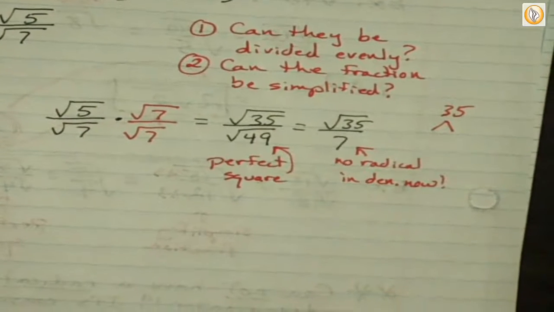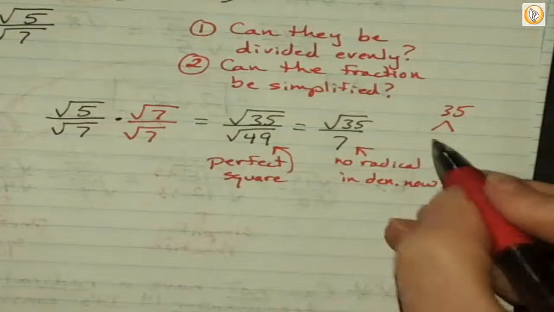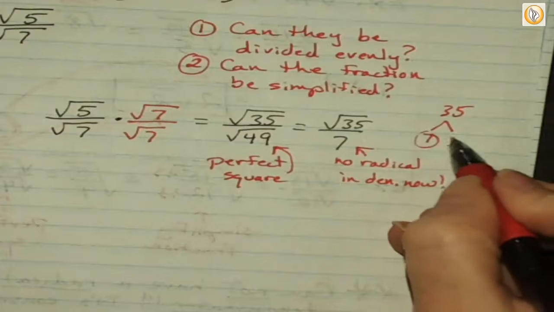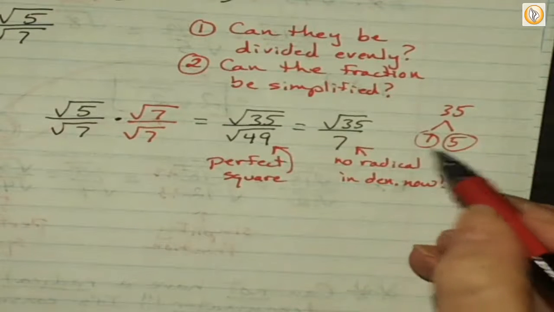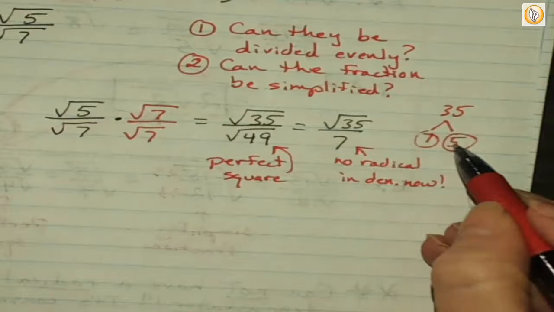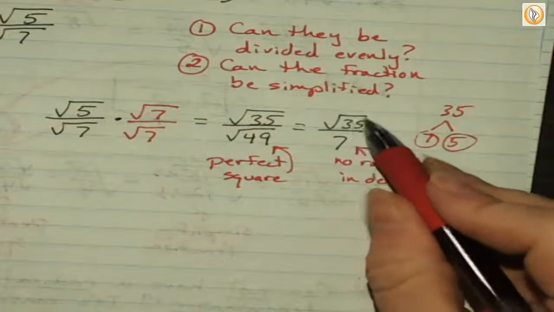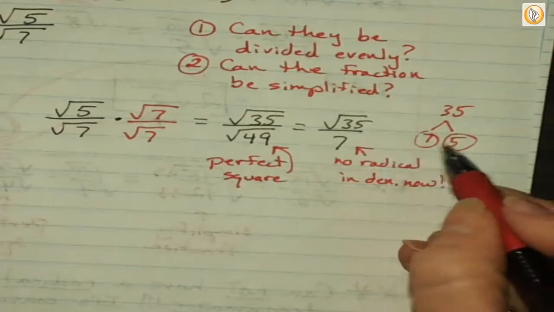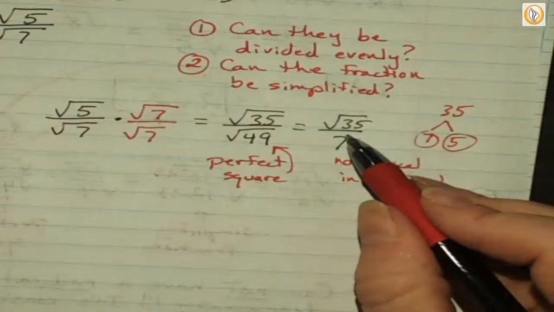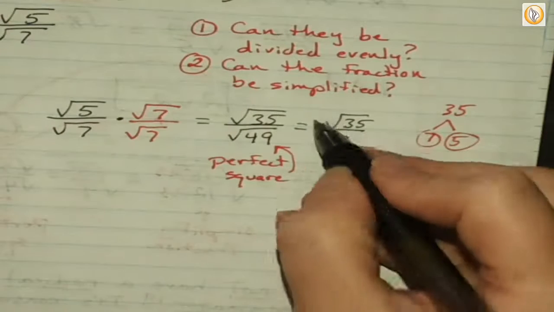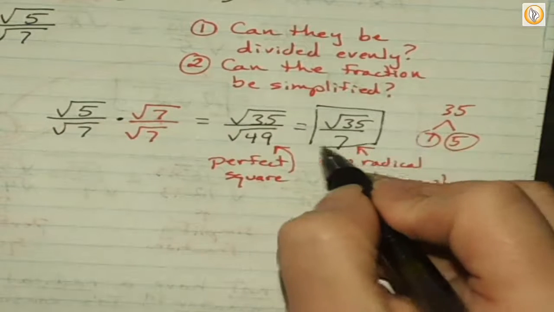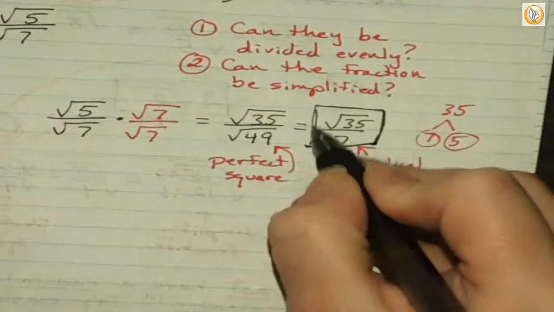What two numbers give me 35? 7. Are there any pairs? Oh, yes. I'm talking about just 35. No. So then would this be considered simplified? Yes, it is. There's your answer.